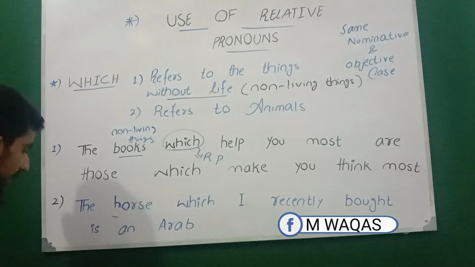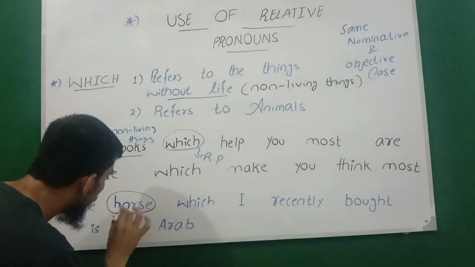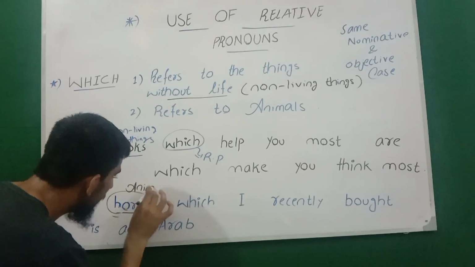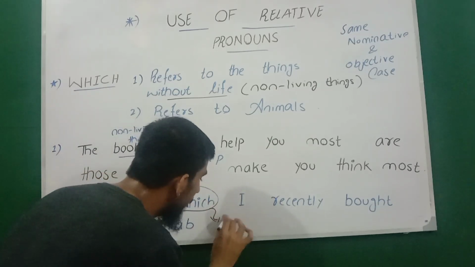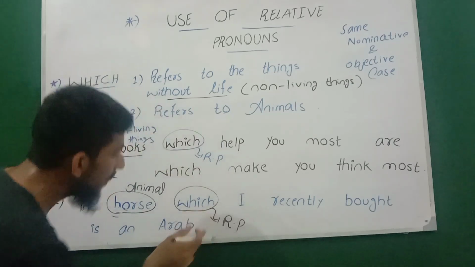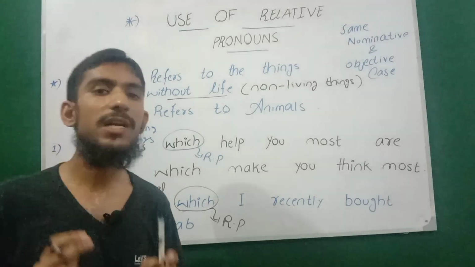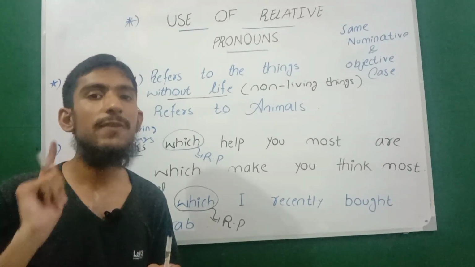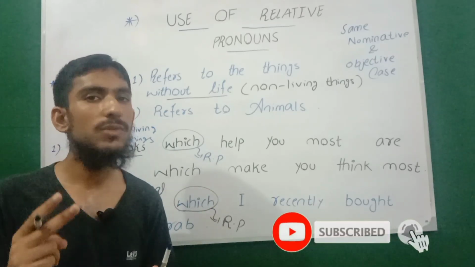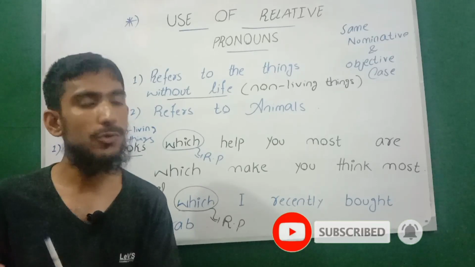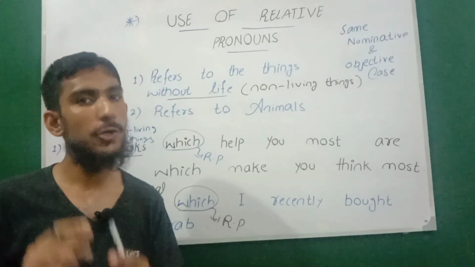Now look at the second example: The horse which I recently bought is an Arab. Look, horse is an animal. As we all know, a horse is an animal. That's why in this sentence we use which, a relative pronoun, because we have learned that which also refers to animals in a sentence. So we have learned the two usages of the relative pronoun which. The first is that which refers to things without life, the non-living things. And the second usage is that which refers to animals as well. So viewers, we have learned the usage of the relative pronoun which.